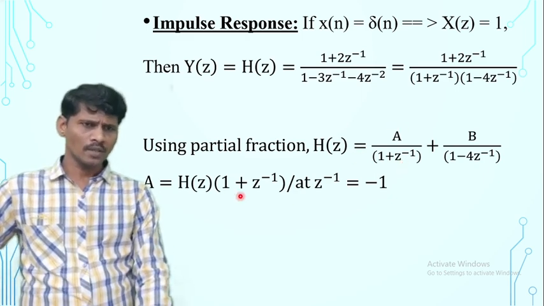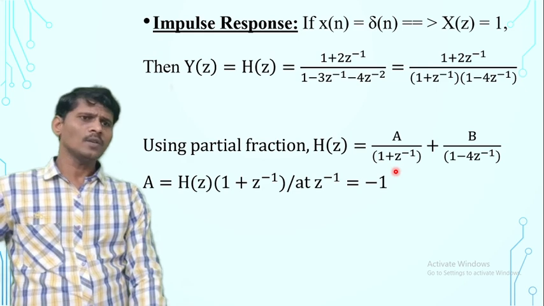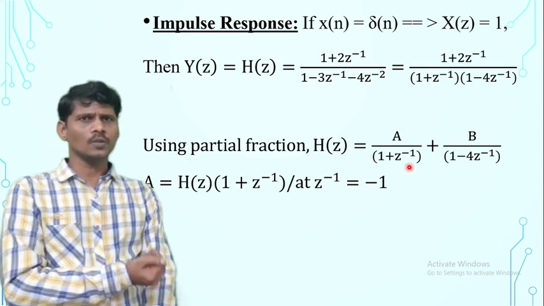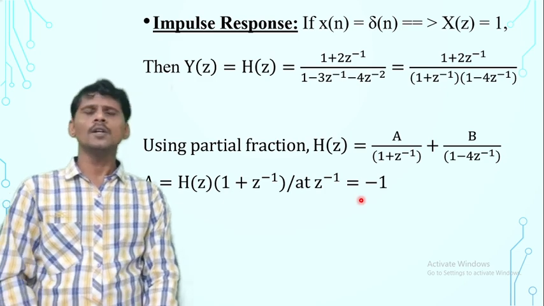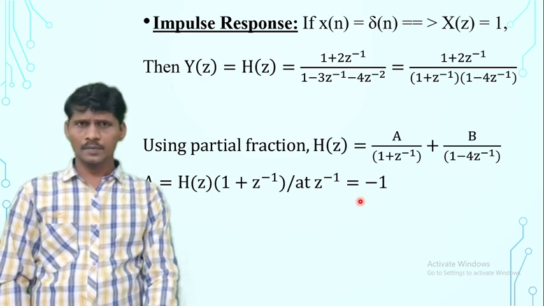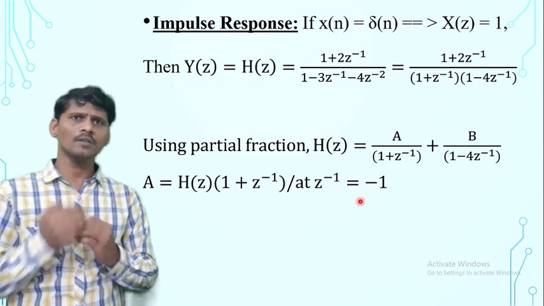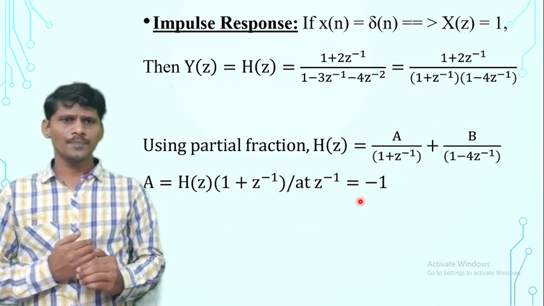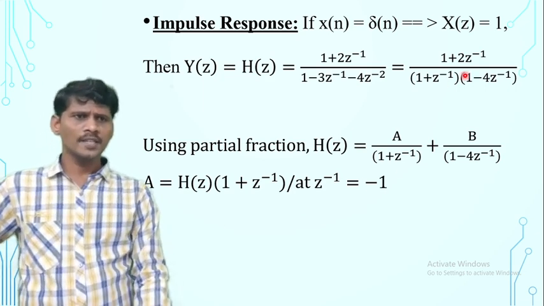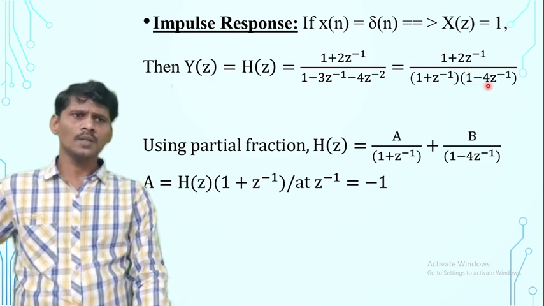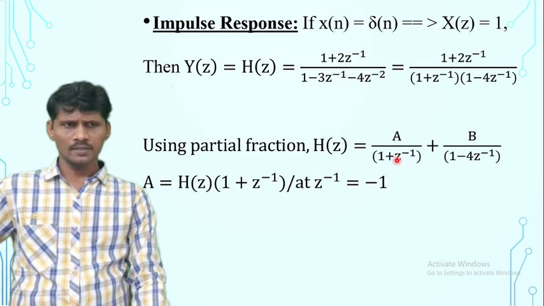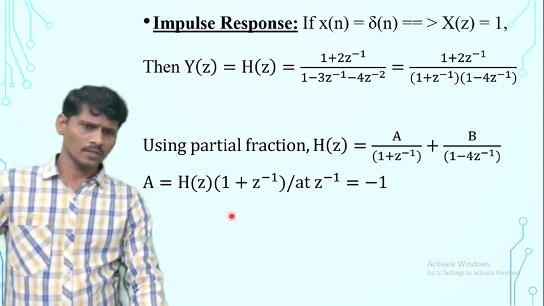1 plus Z inverse, equating 1 plus Z inverse is equal to 0. So Z inverse is equal to minus 1. So this is the formula we can determine the constant A value. What is H of Z? H of Z is (1 plus 2 Z inverse) by (1 plus Z inverse)(1 minus 4 Z inverse). That is H of Z into 1 plus Z inverse.